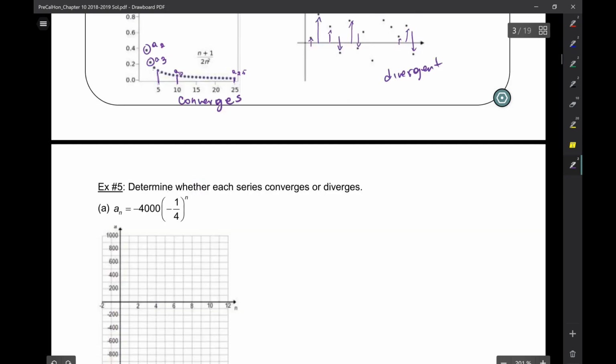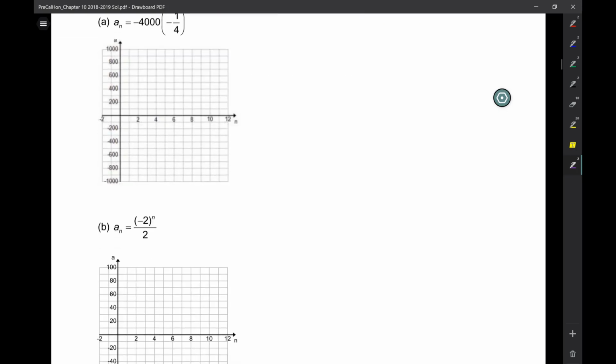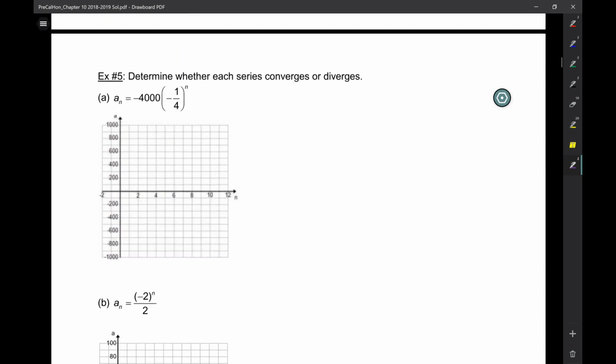All right? So we're going to do a couple of examples, and we're just going to test and see whether something is convergent or divergent. So what I want us to do is just generate numbers and see where everything is going to end up. Okay, so this is the explicit formula for a sub n. Let's find some numbers here.